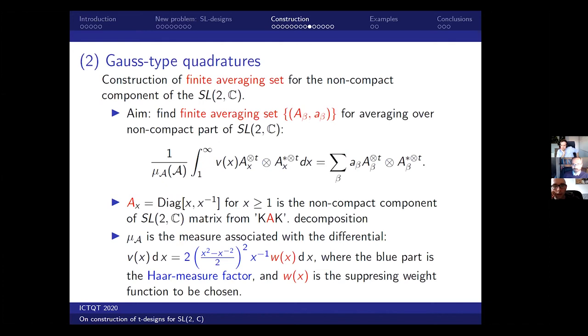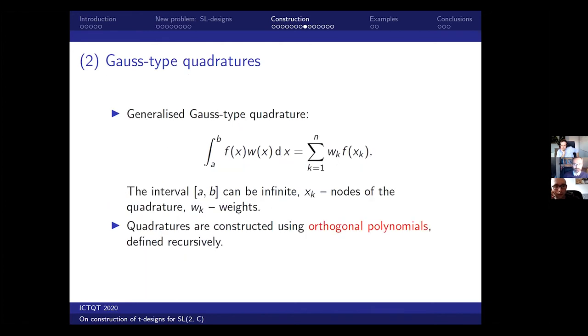May I just ask one thing? Is this W of x normalized? Like, its integral on its own would be one, and would the sum of the W_k also be one? I think not necessarily. It need not be.